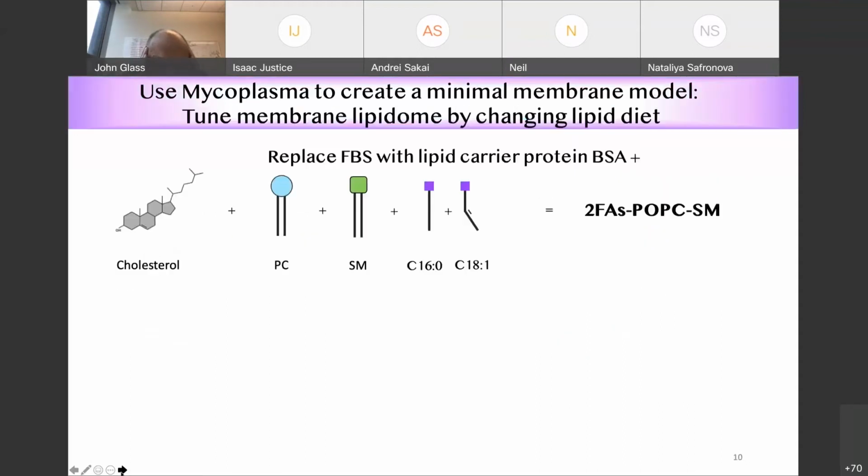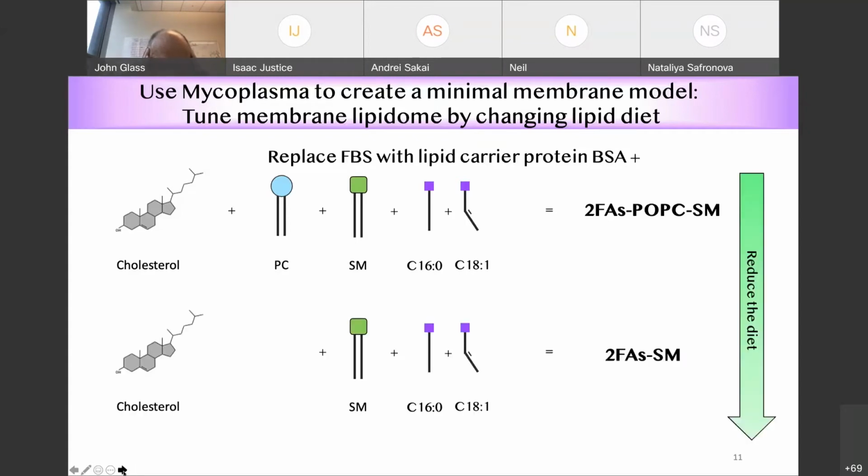So we started with the most complicated defined lipid diet where we basically feed them all of the lipids that I just mentioned. So cholesterol by default, PC, sphingomyelin, and two fatty acids. So that means the two fatty acids, POPC, sphingomyelin diet. We also experimented by removing either of these external phospholipids in the diet, POPC, for instance, or sphingomyelin.